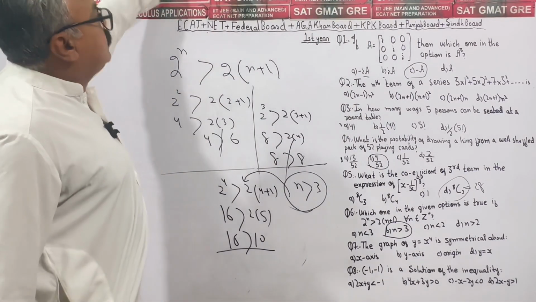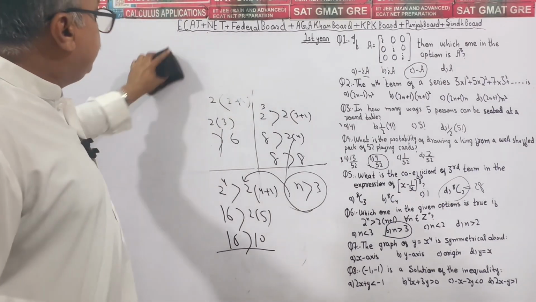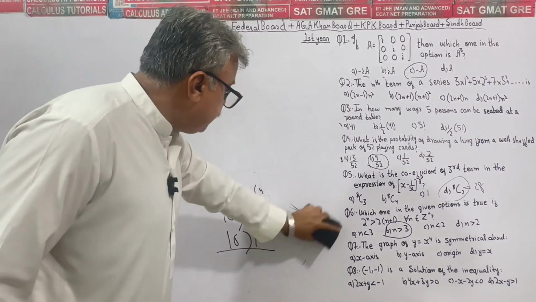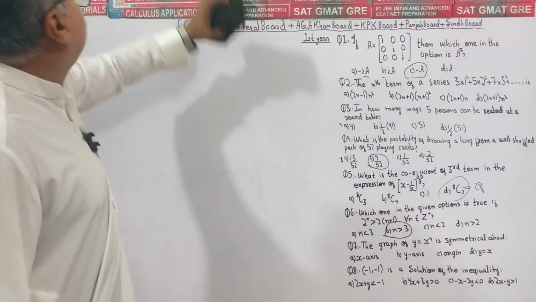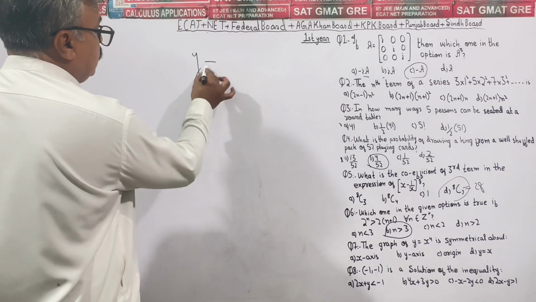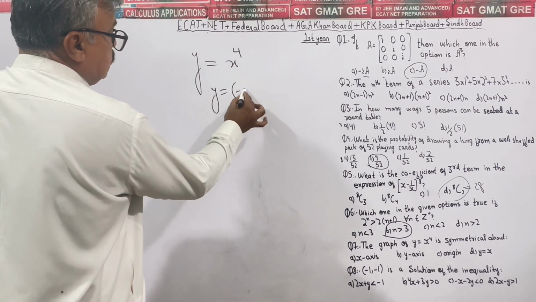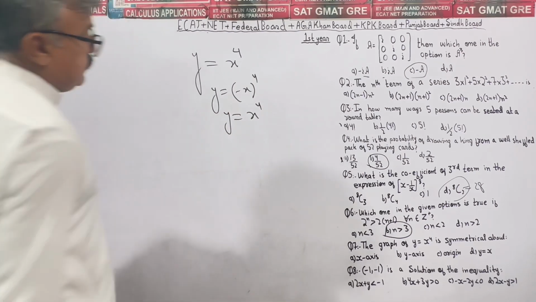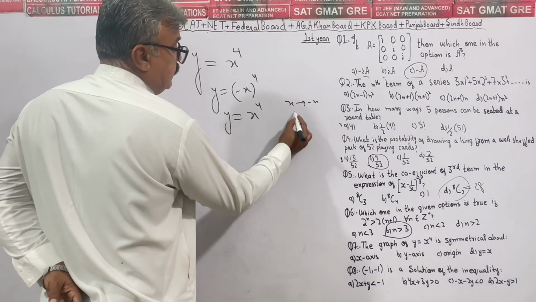Okay. Next question is based upon symmetry. When is a curve symmetric about the x-axis, when about the y-axis, and when about the origin? Let me give you a good idea. Take y is equal to x to the power 4. If we replace x by minus x, the result remains the same.